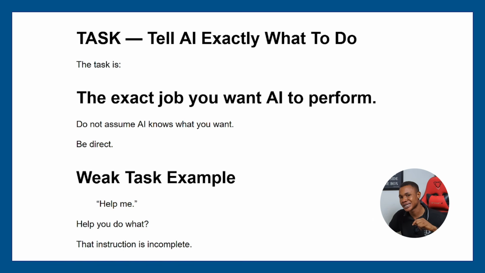So tell AI exactly what to do. I just told you in the previous slide that AI is not in your mind. It cannot assume what is in your mind. So you have to tell the AI what exactly to use, the exact job you want AI to perform. Do not assume AI knows what you want. Is that okay? Be direct.